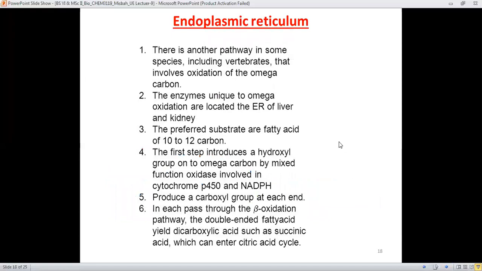And such type of oxidation in vertebrates occurs in the endoplasmic reticulum, and therefore the preferred substrates are fatty acids which contain carbon 10 to 12. The first step is the hydroxylation at the omega carbon by mixed function oxidase, and it produces carboxylic acid, and later on it passes through the beta oxidation step. The double-ended fatty acid yields dicarboxylic acid such as succinic acid, which can enter the citric acid cycle.